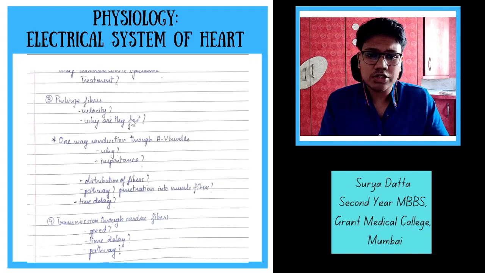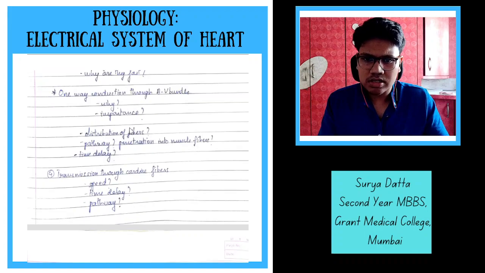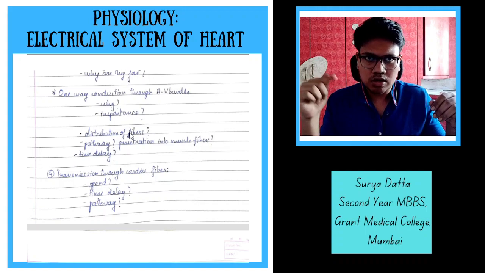Now, one-way conduction through the AV bundle, we talked about this. This is basically that there's the fibrous sheath. It only allows one. You poke a hole through it, Wolff-Parkinson-White syndrome, right? We talked about the importance. What is the distribution of the fibers? Basically, the AV bundle is going.